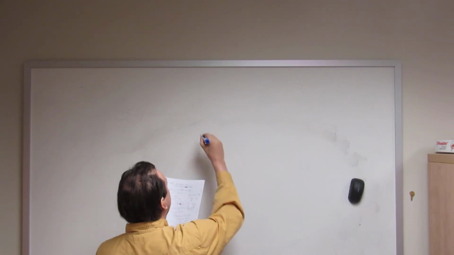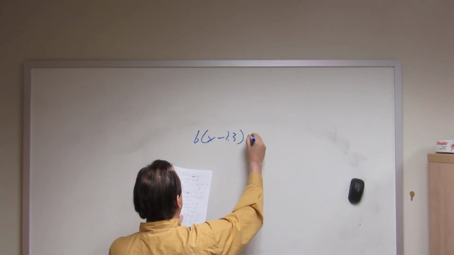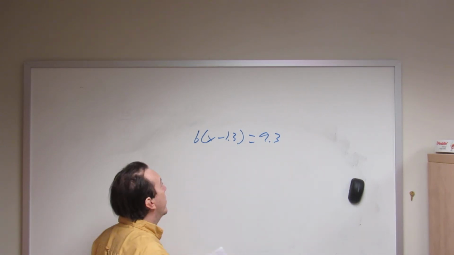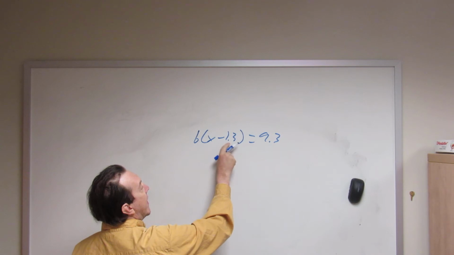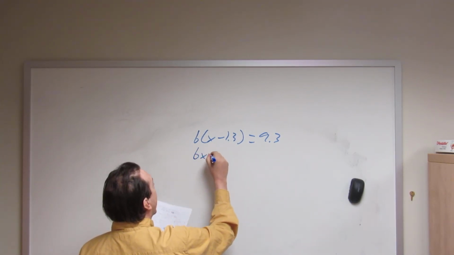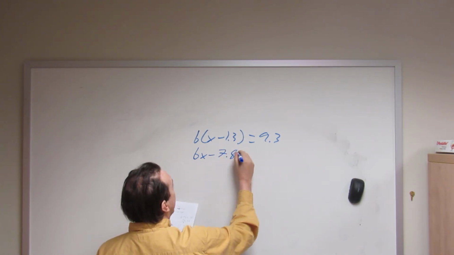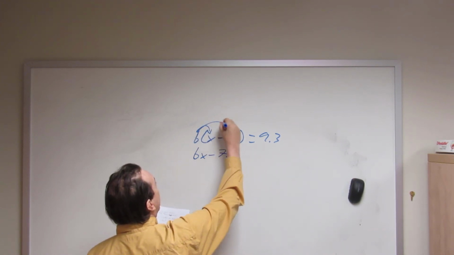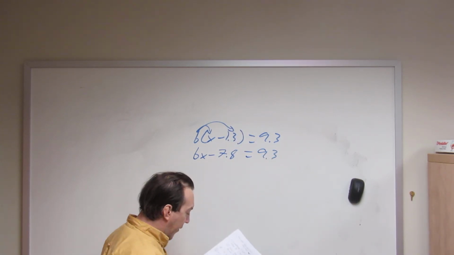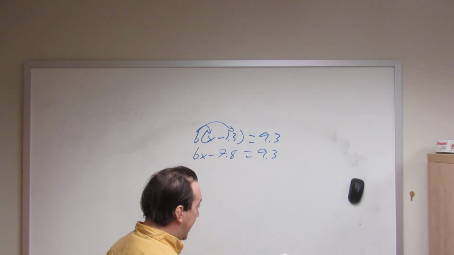Let's say that we have 6 times x minus 1.3 equals 9.3. First thing we do is distribute this 6 because we can't do anything of what's inside the parentheses. So we get 6x minus 7.8 equals 9.3, because we have to multiply this 6 times everything that's inside here.